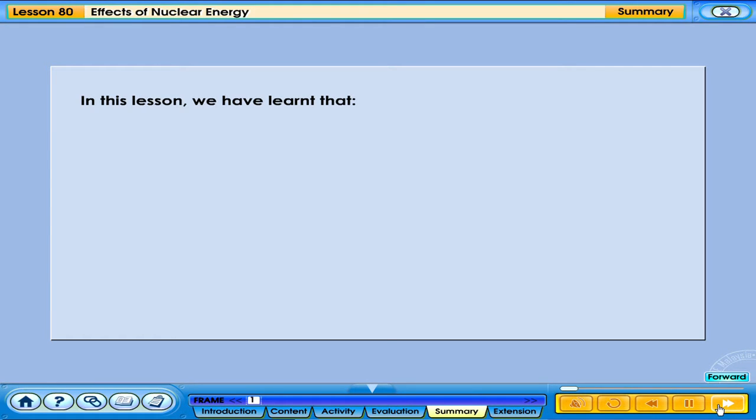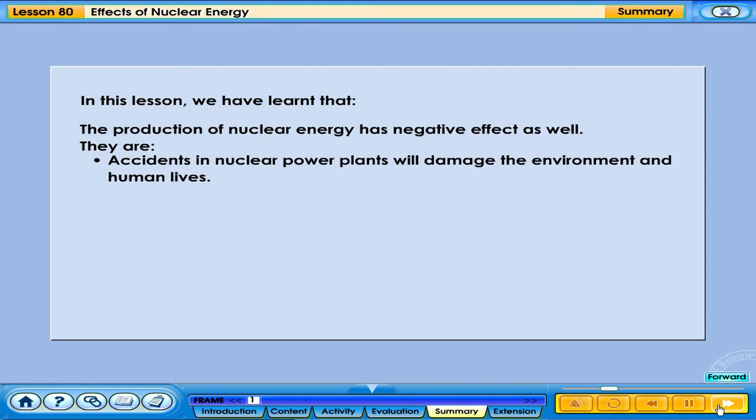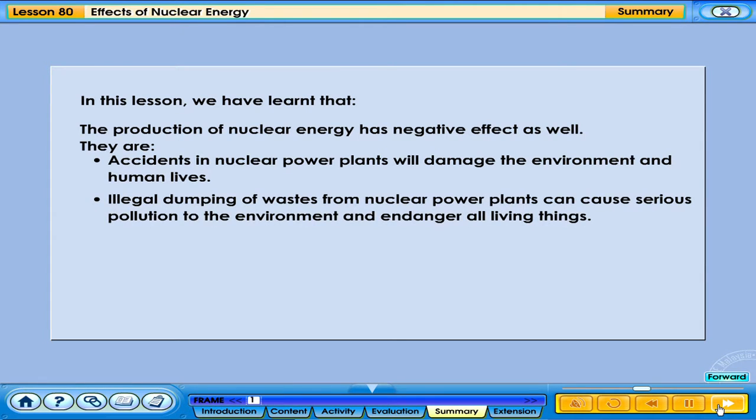In this lesson, we have learnt that the production of nuclear energy has negative effects as well. They are: accidents in nuclear power plants will damage the environment and human lives. Illegal dumping of waste from nuclear power plants can cause serious pollution to the environment and endanger all living things.